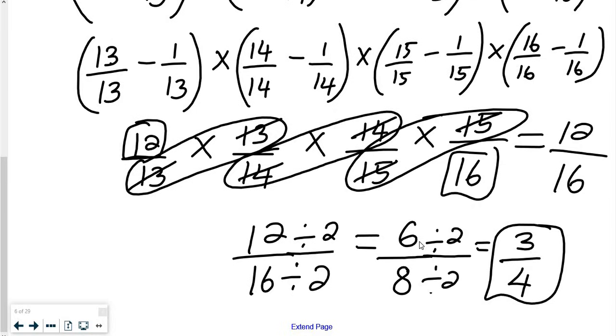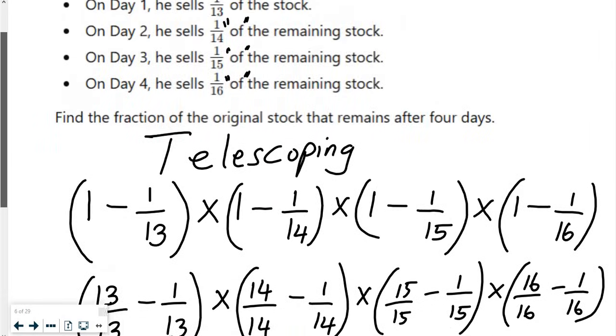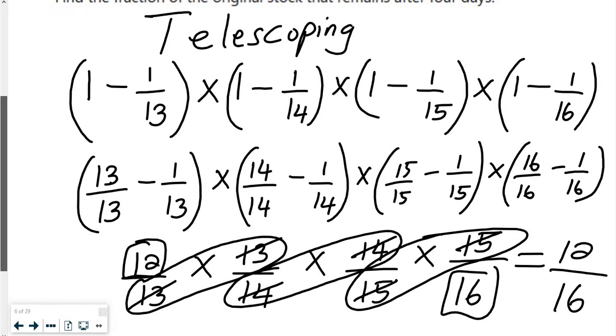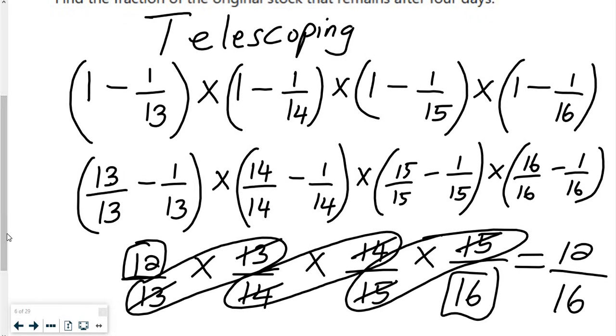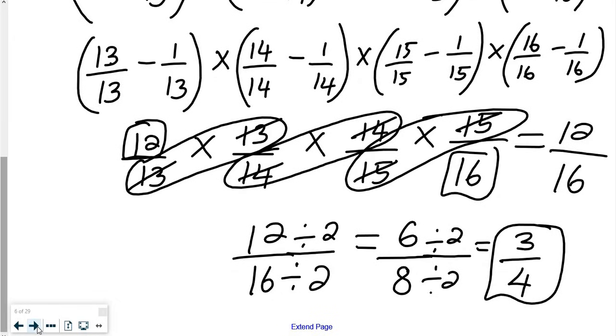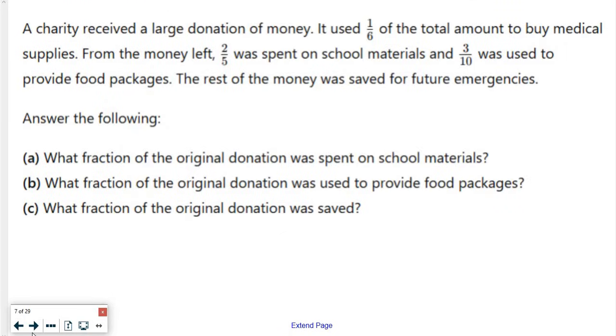Now you can clearly see that what you have done is quite easy if you use the concept of telescoping. Alright, I think that is clear, and the concept is pretty clear. Alright, the next question. Now let us see this question here.